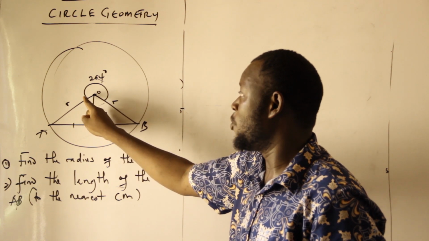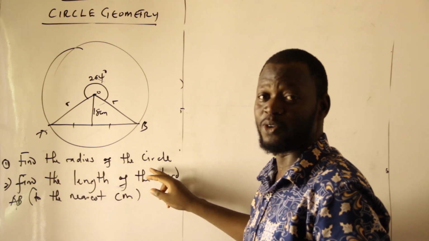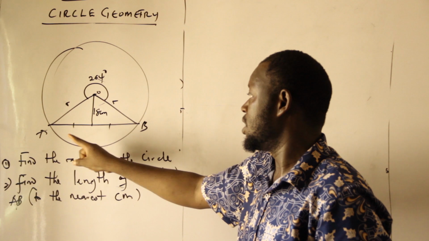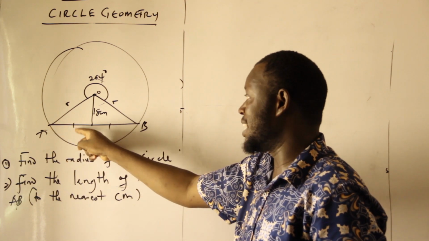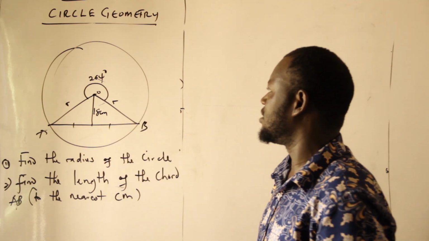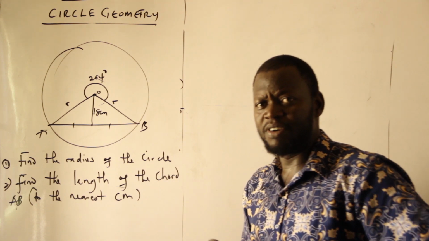Then we don't have the original AOB, and the question asks us to find the radius of the circle, which is R, which is the same thing as this, and we are as well asked to find the length of this chord. Of course, if we get this, we will double it like we did the other time. But how do we start this work? How do we start? I have an idea.